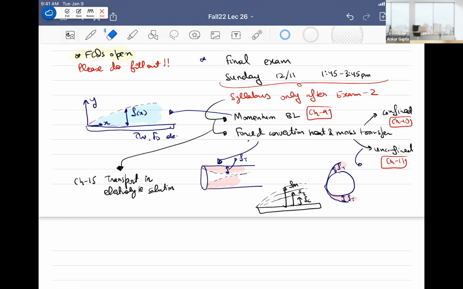All right, so these are the 3 topics that we have already covered. Chapter 9 was the momentum boundary layer, chapter 10 was the confined flow, and then chapter 11 was the unconfined flow. Okay, and now there are chapters 12 and 13 in the book, which are not part of the course, but I just want to briefly mention them.